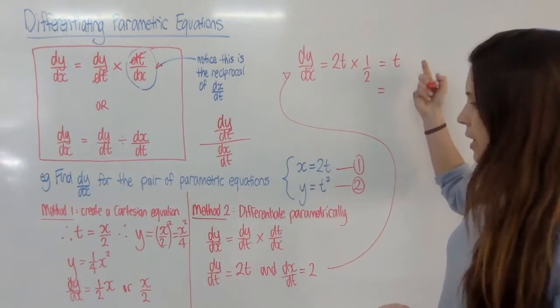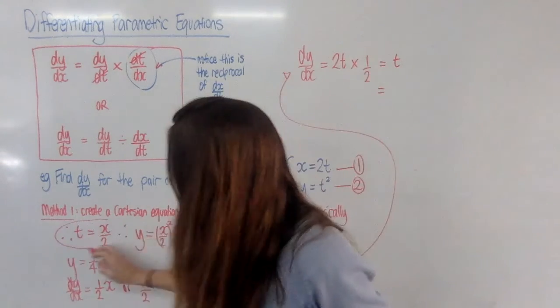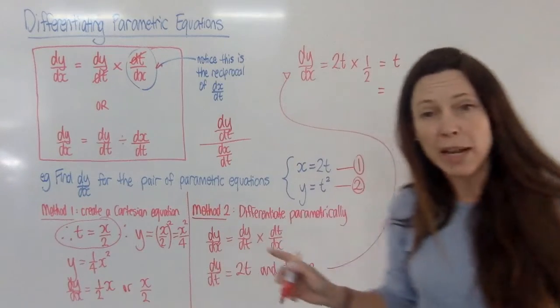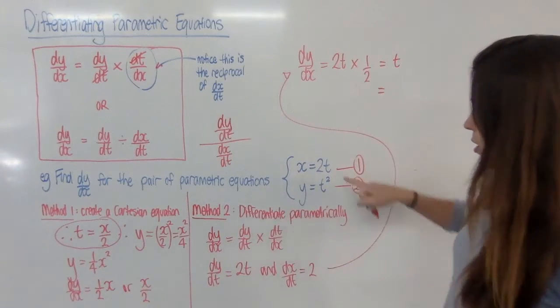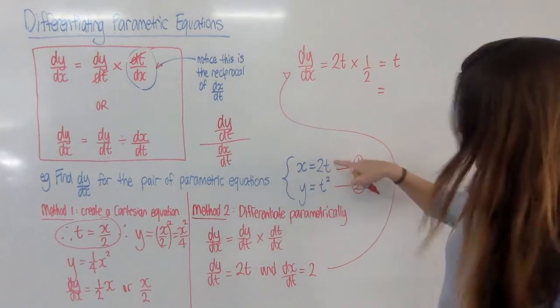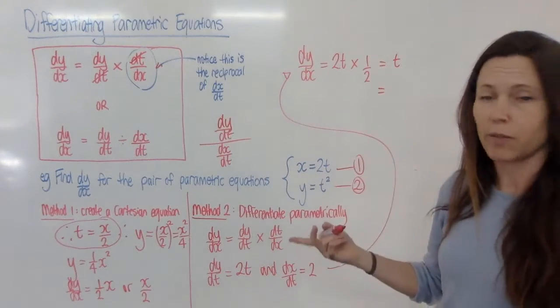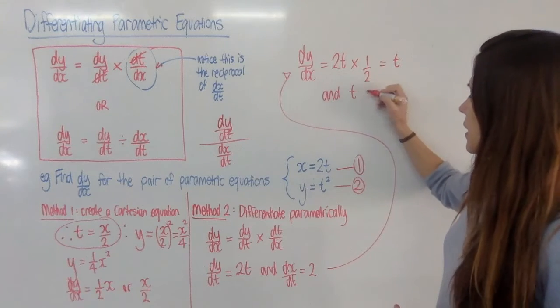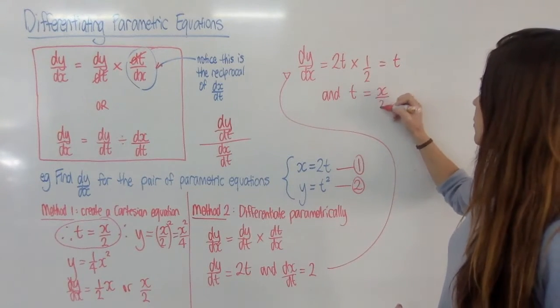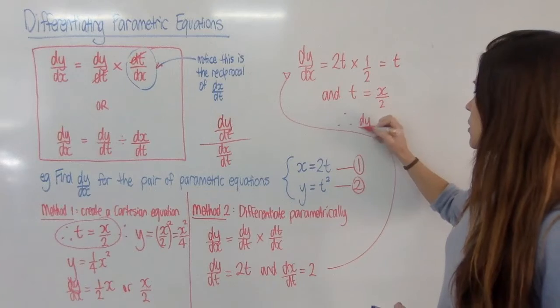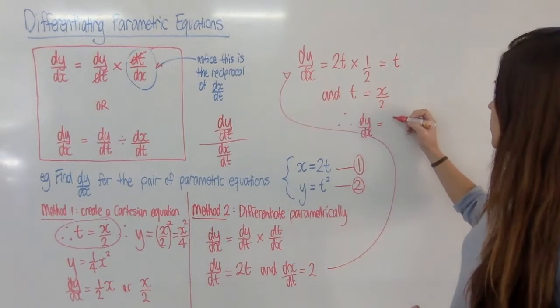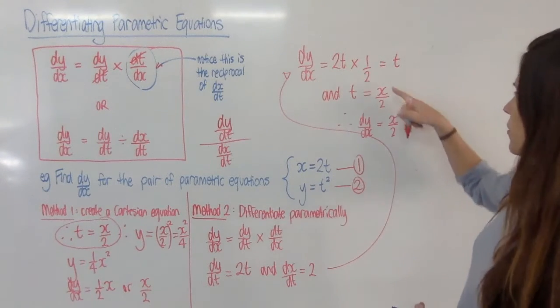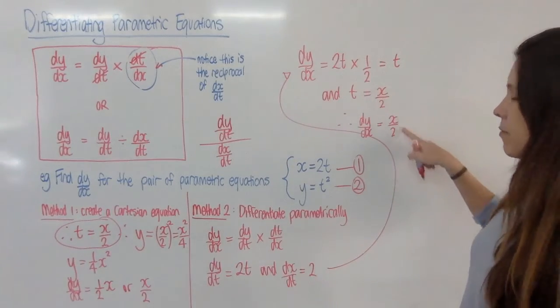So what's t? Well, here we've already thought about that. But if you hadn't, if you've just been sticking with this method, you'd need to use this equation to get t by itself. So I'd probably set it out by saying, t is equal to x over 2, therefore dy dx is equal to x over 2. Because if it equals t, and t is this, then it's actually this.